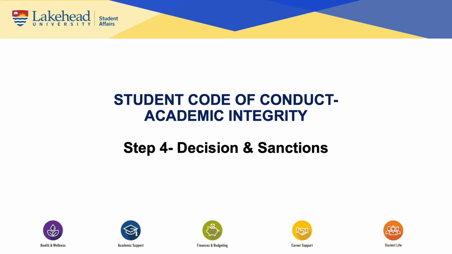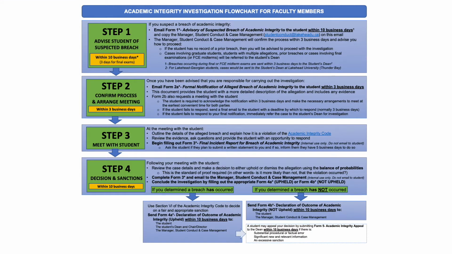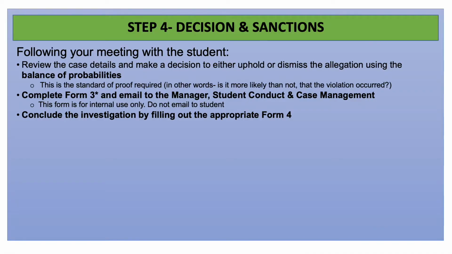In this video, we will provide more detailed instructions related to Step 4 of the Academic Integrity Investigation process, as outlined in the Student Code of Conduct Academic Integrity Policy. Again, we're using the flowchart for faculty members as a reference point for these videos. If you don't yet have a copy, simply go to Lakehead's Student Conduct webpage and download the flowchart from the Resources tab.